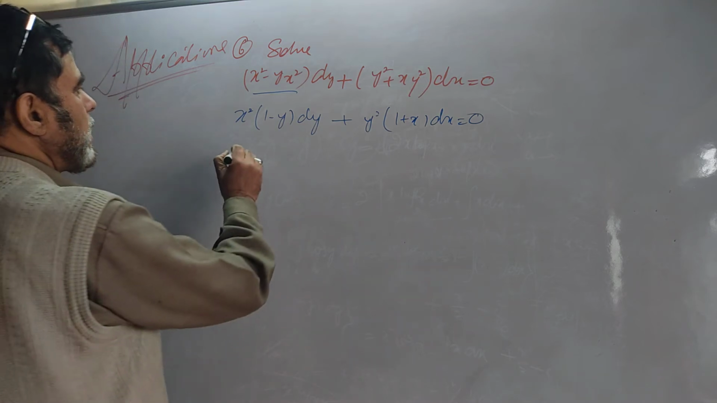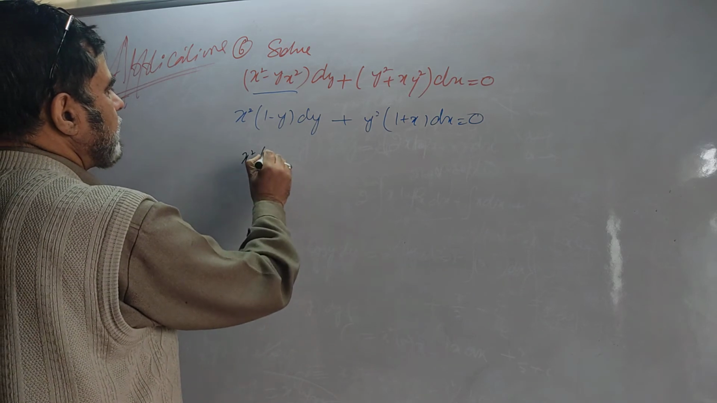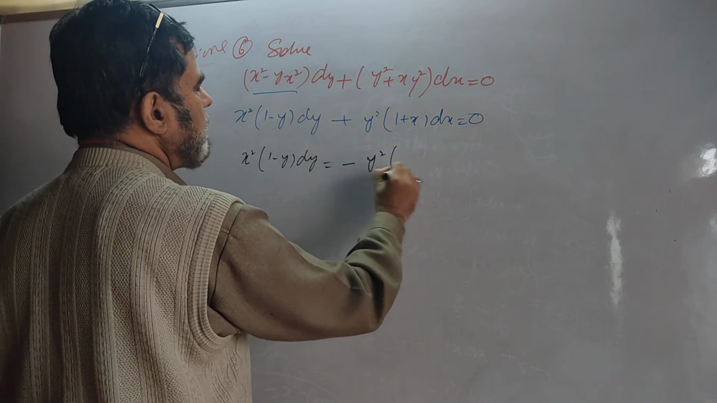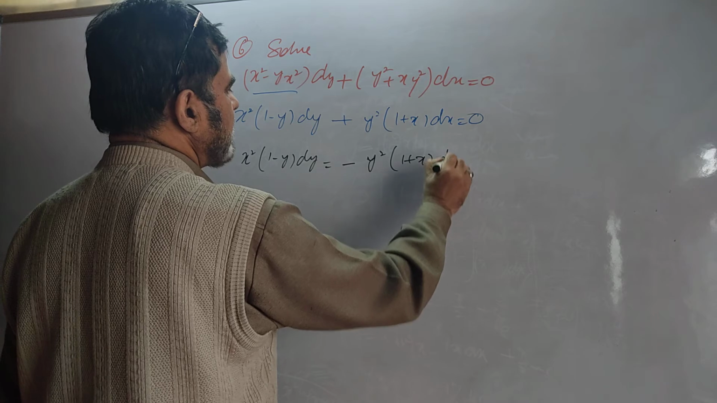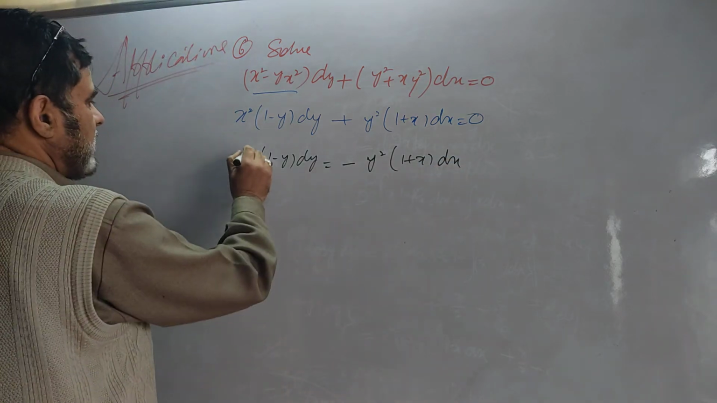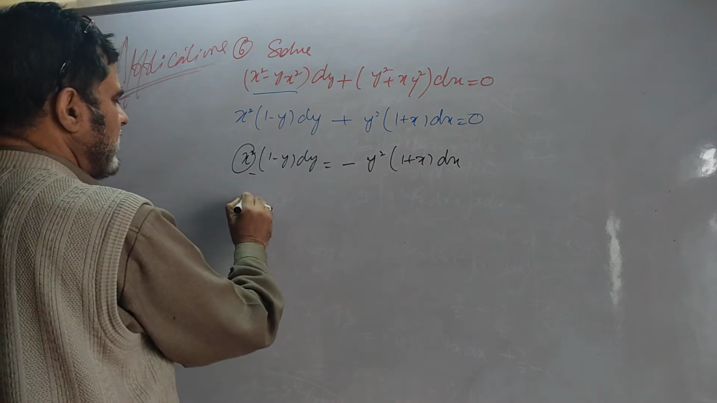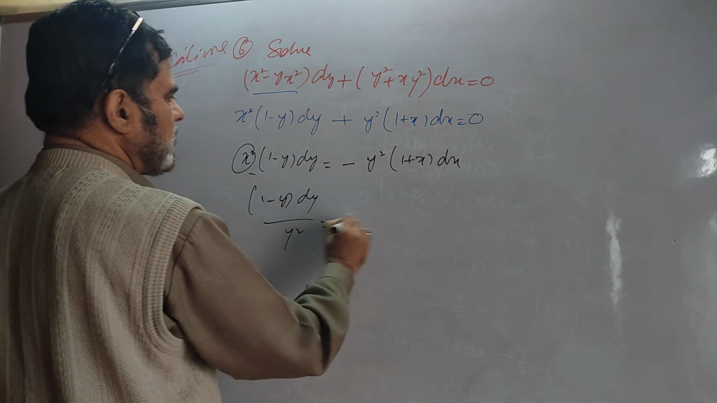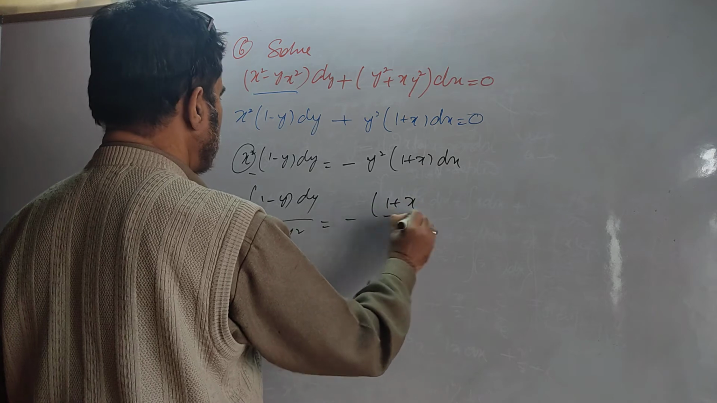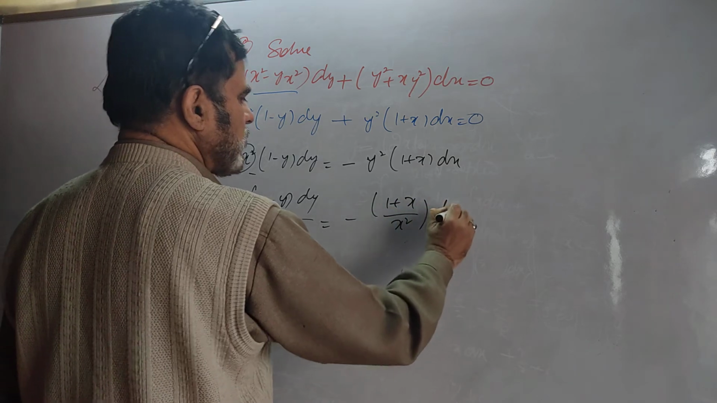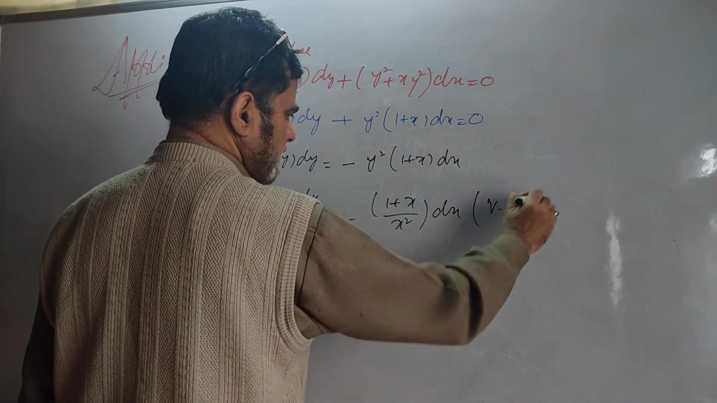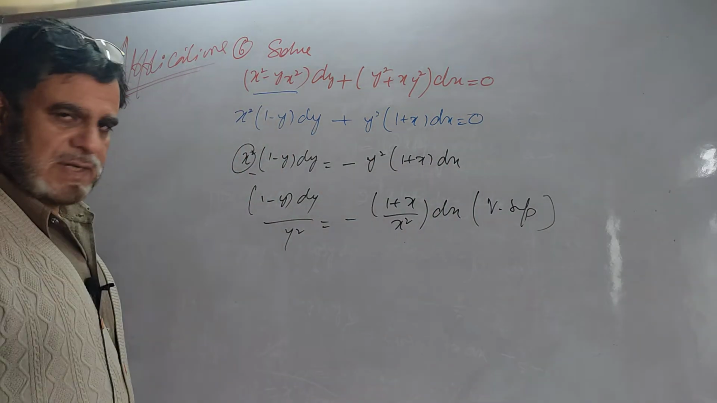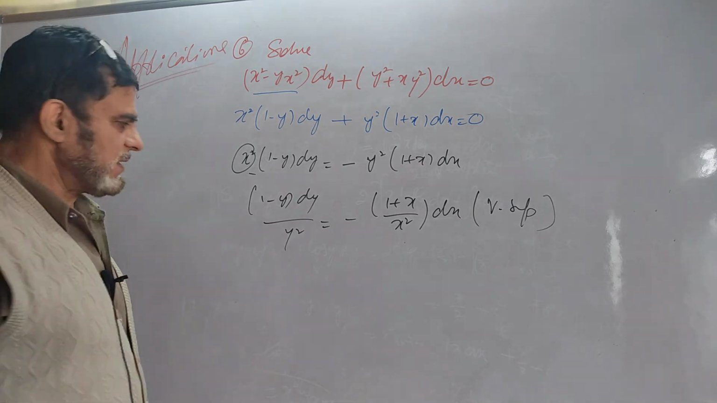This you can write x square (1 minus y) dy is minus y square (1 plus x) dx. Now take this as x term, I will take this with this, and y I will take with dy. It is (1 minus y) dy by y square is equal to minus (1 plus x) by x square dx. So here you can say variables got separated. So we are happy at this setup when variables are separated, because we can directly integrate it.